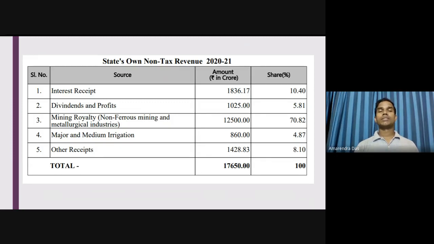And then we have the major and medium irrigation. Then we have other receipts. Other receipts would include different fines and fees from different sectors. So these are the major own non-tax revenue of the state government. I'm not going into the numbers because they would vary across states, but just for your understanding, of which sector is contributing how much to the non-tax revenue, you can get a feel of all these things.